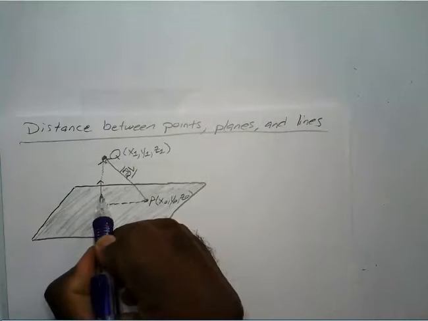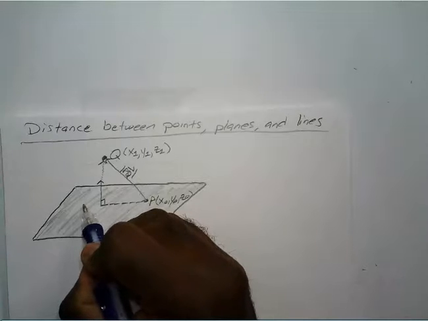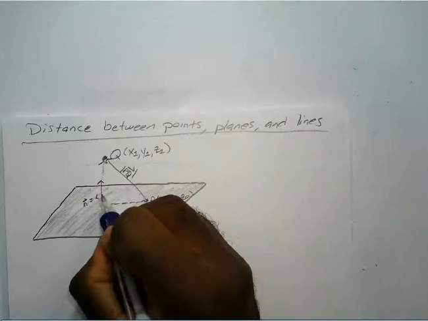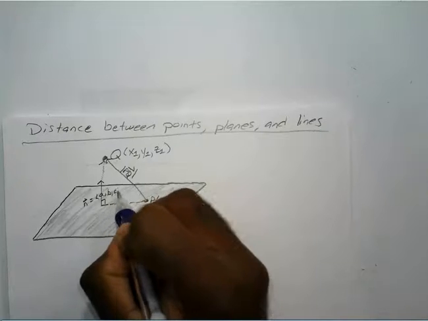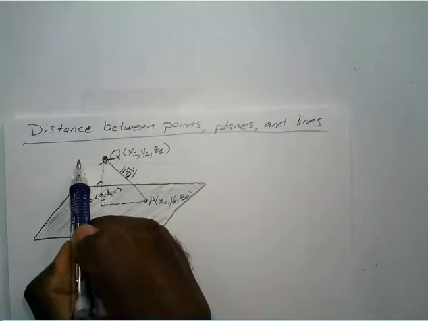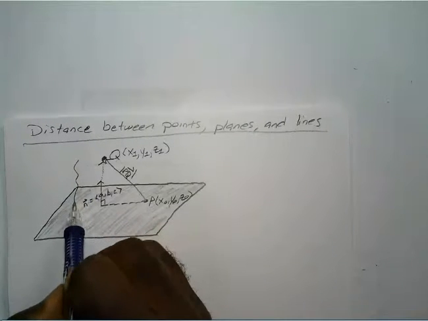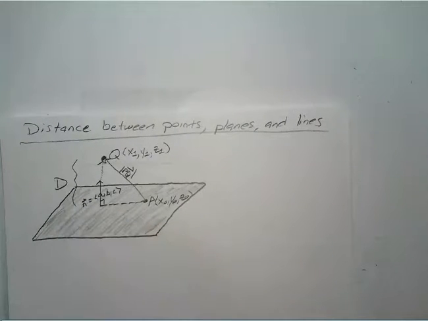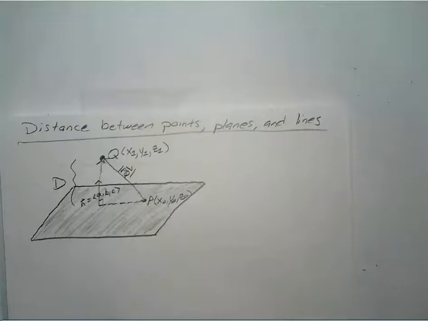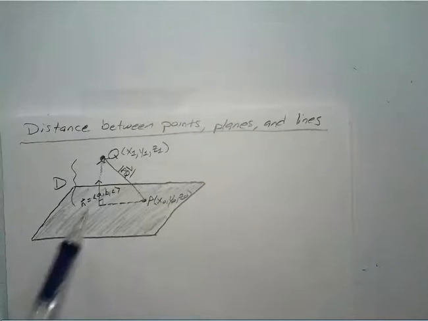So this is our normal vector here. Just like before, we'll say that's A, B, C. What we want to do is find the distance D from that plane to that point Q. Really everything we need to figure it out is right here.